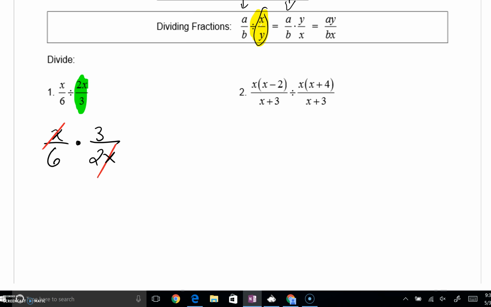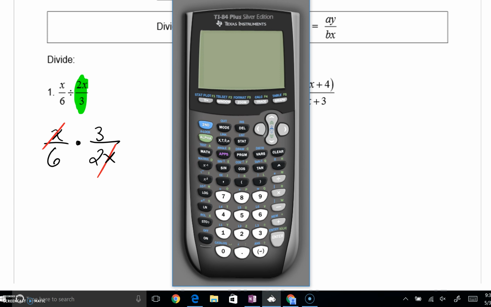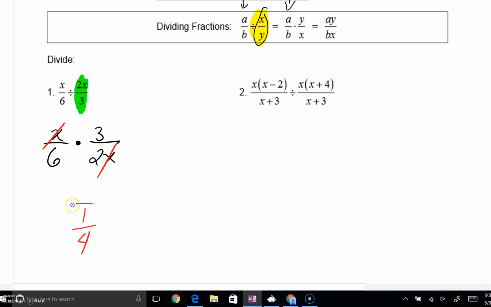Now, there will be times when you'll have a host of numbers. What I do want to call your attention to is you are more than welcome to just use the fraction button. You can see up on top I have a 3. Down below I have a 6 times a 2. And very quickly that whole fraction becomes 1/4. So that's going to be your final answer.